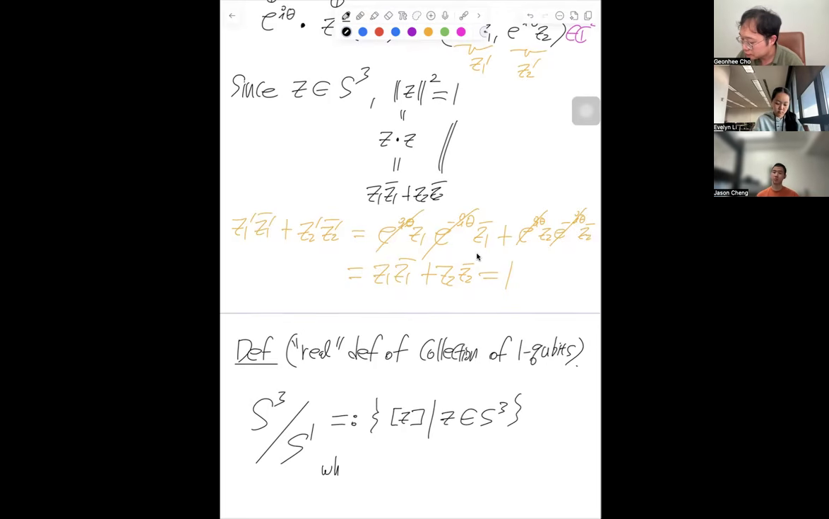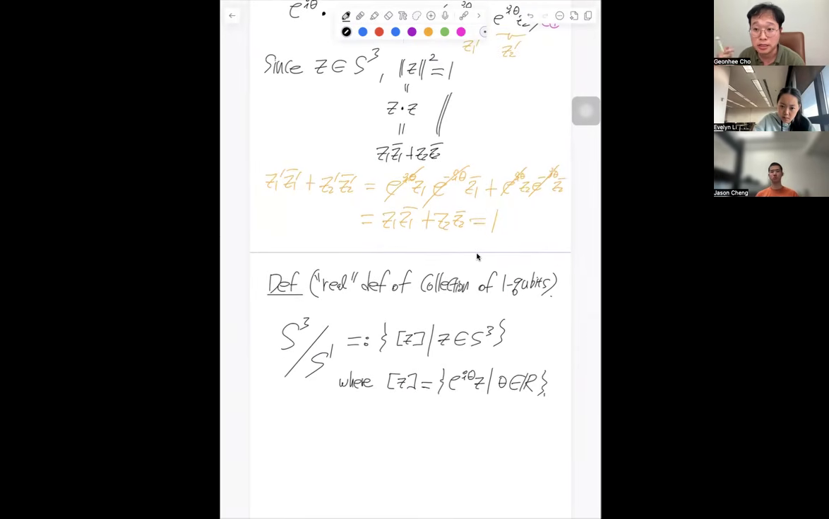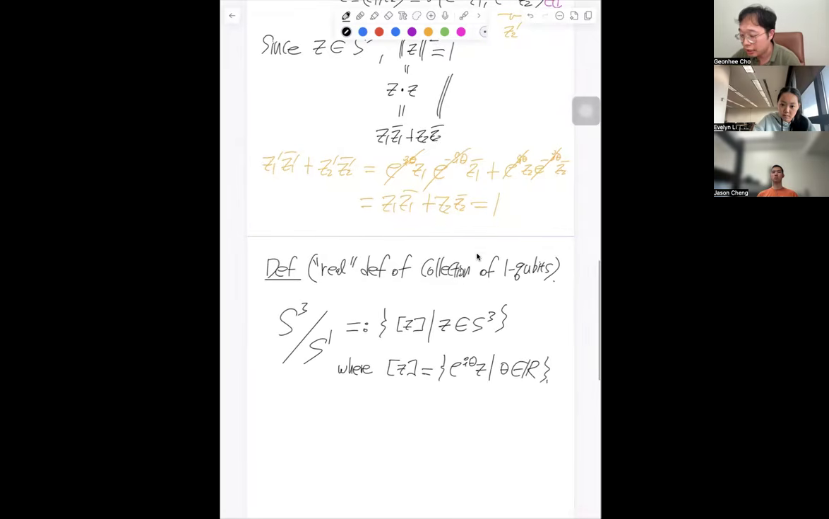Where this guy means a collection of e to the i theta, where theta is any real value. This is not the end of the description of this definition yet. I need to explain it further, but up to here, I want you to understand what this means. The notation of the quotient set, S3 quotient out by S1, is a collection of sets.